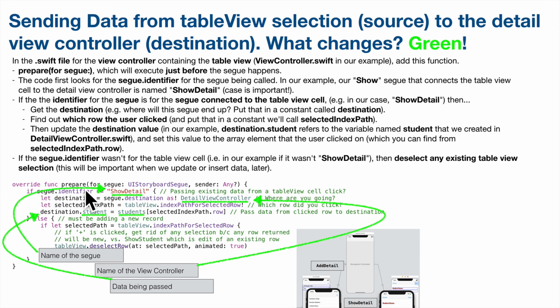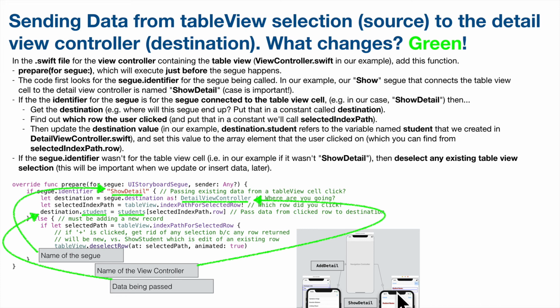So what I'm going to do is, prepare for segue has a single parameter. It's a storyboard segue. So this type is just a segue. We're passing in a segue. It's called segue. So we're going to say if the segue.identifier is show detail, that must mean that you've clicked on a table view cell because that executes the show detail segue. If it does, then what we're going to do is get the destination, the view controller we're going to. So we're going to create a constant called destination. We could call it anything, but destination is a good name. We're going to say the destination equals segue.destination. And if you option click on top of destination, this will tell you it's a view controller.